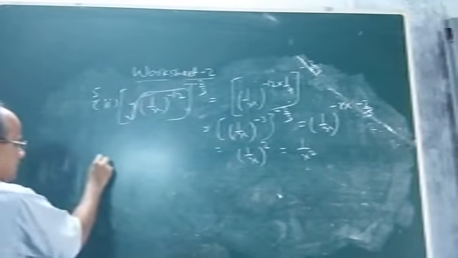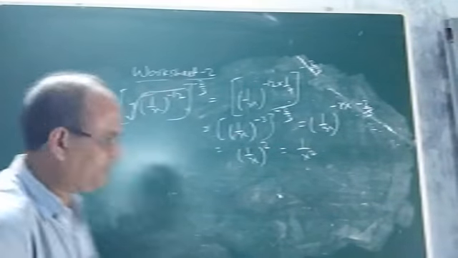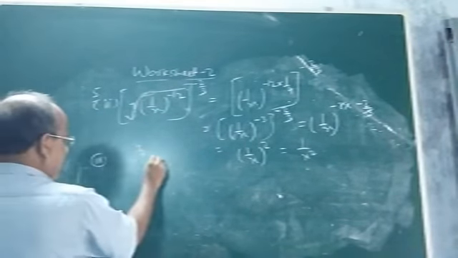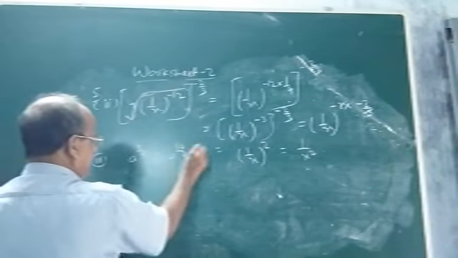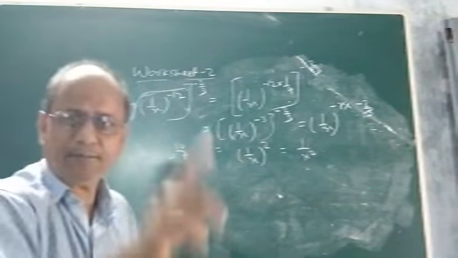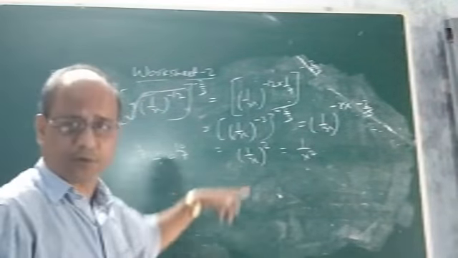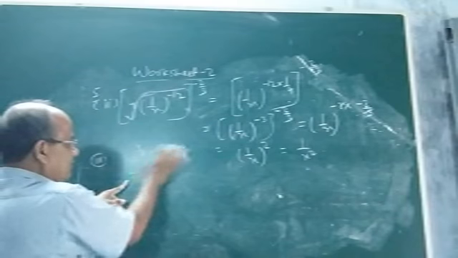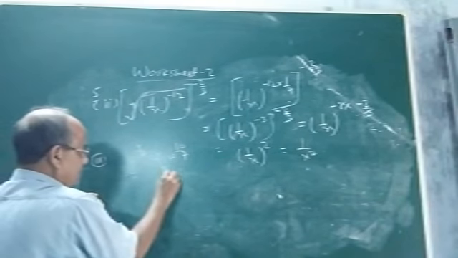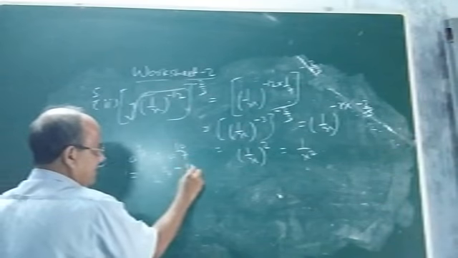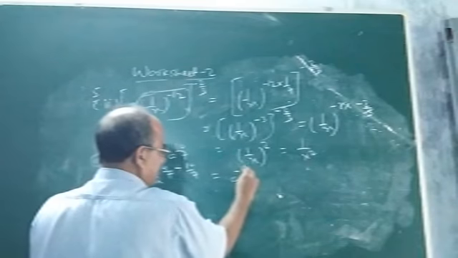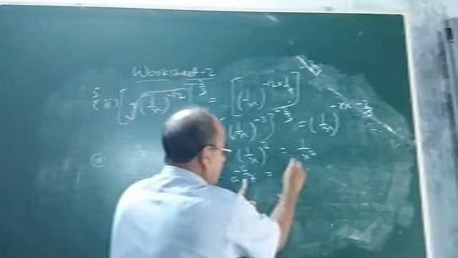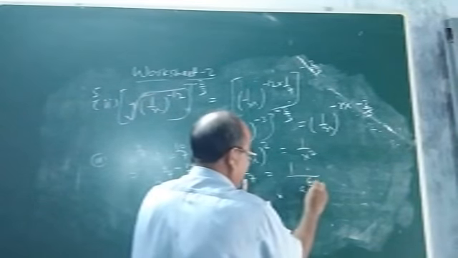Now let us discuss the third bit. What is the third bit? It is given a to the power 4 by 7 divided by a to the power 10 by 7. Simplify it and express the result with positive index. How to do it? Now apply the second law of exponent. The base is the same, so the two exponents will be subtracted. So it is 4 by 7 minus 10 by 7. It will be a to the power minus 6 by 7. Here the exponent is negative, so change it into positive. It will be 1 by a to the power 6 by 7.